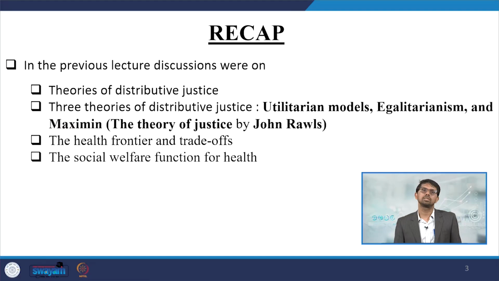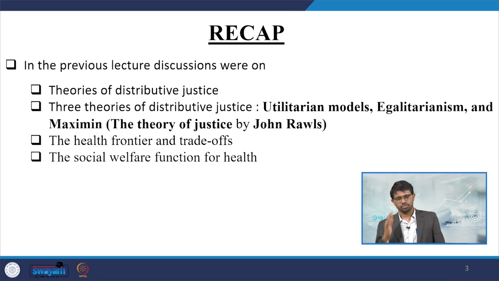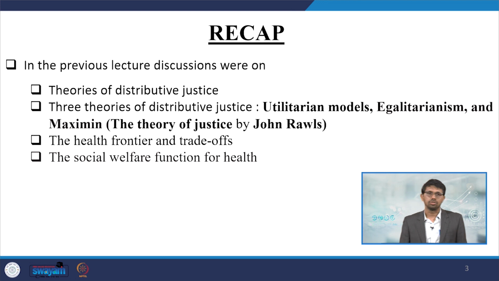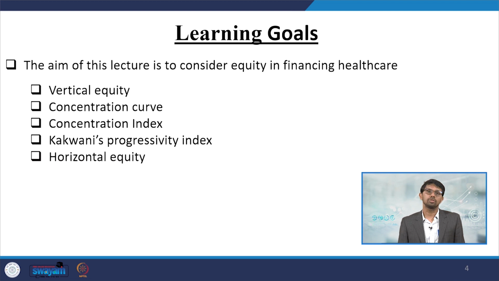In the previous lectures, we started discussing distributive justice, then we emphasized three theories of distributive justice, especially utilitarian models, egalitarianism, and the Maximin theory as proposed by John Rawls. And we also discussed the health frontier and trade-off and the social welfare function for health.